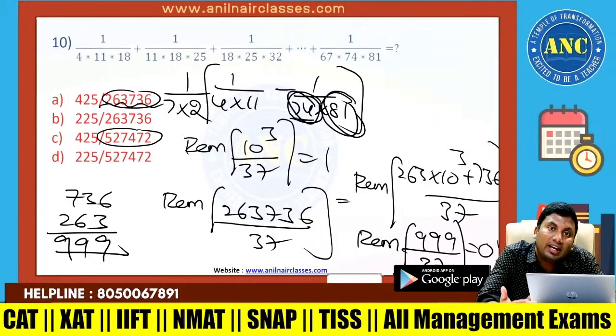Here I purposely gave the options where all options are the same. Suppose one option is 263736 and the second option is 263737. You can use this concept. I hope the concept is clear.